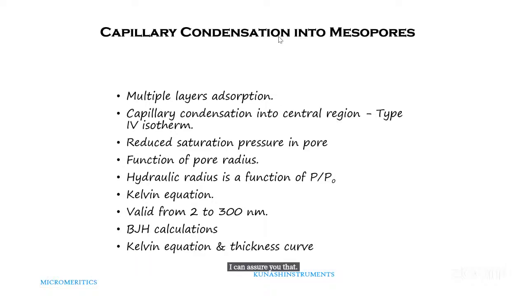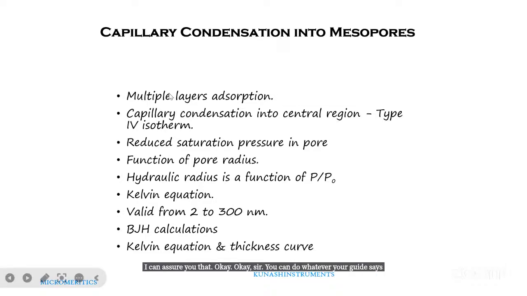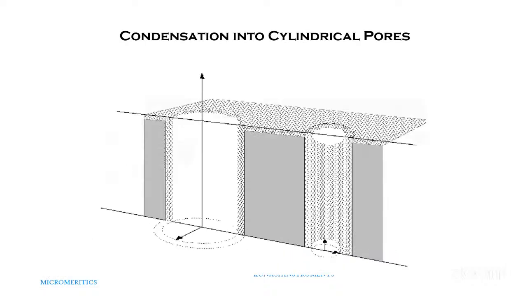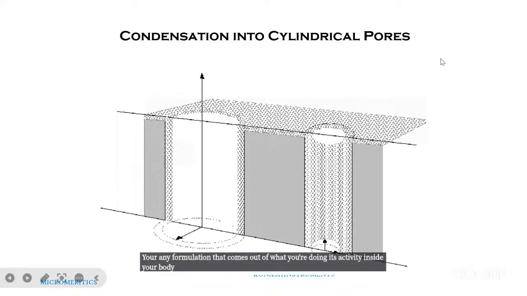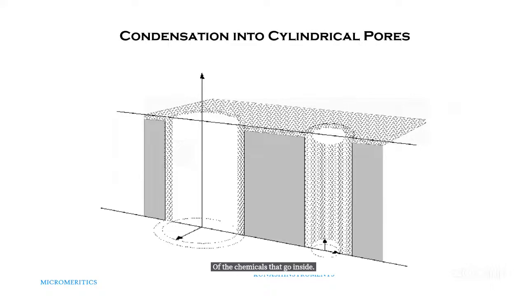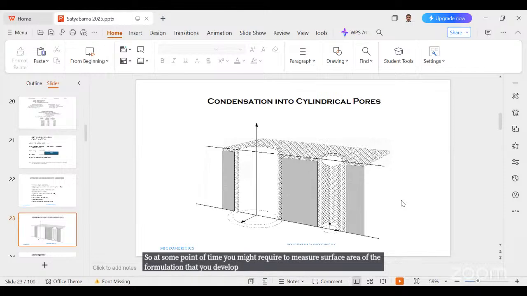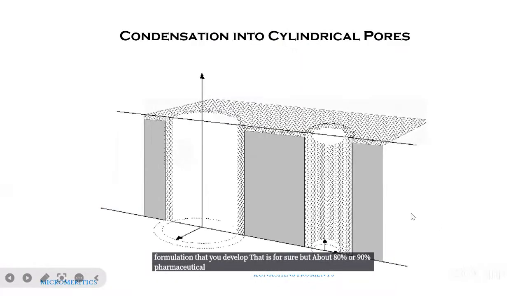You can do whatever your guide says, but obviously when the material comes out and is being used for any formulation that comes out of what you're doing, its activity inside your body is a function of the surface area of the chemicals that go inside, in some form or the other. So at some point of time, you might need to measure the surface area of the formulation that you develop. That is for sure. About 80% or 90% of pharmaceutical companies use surface area calculation. It's there in the pharmacopoeia.